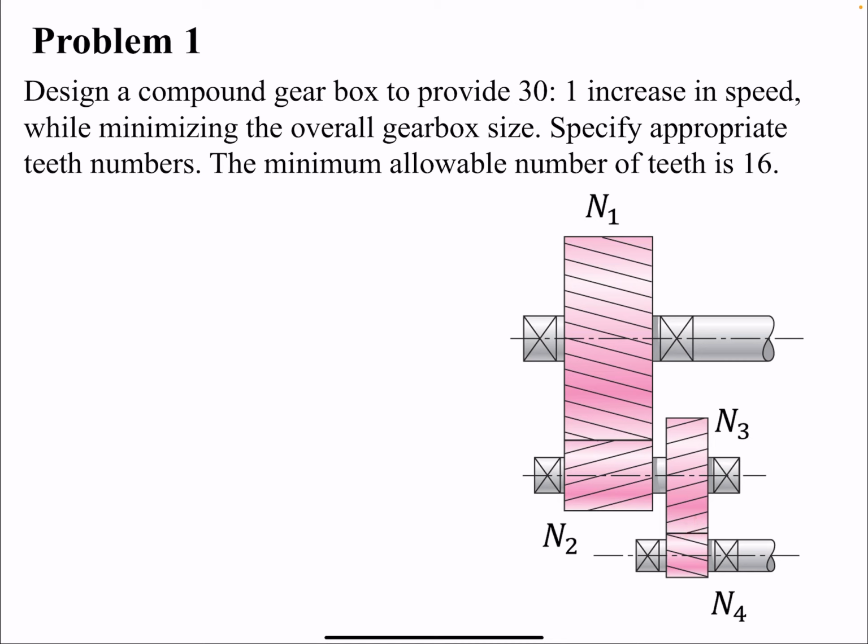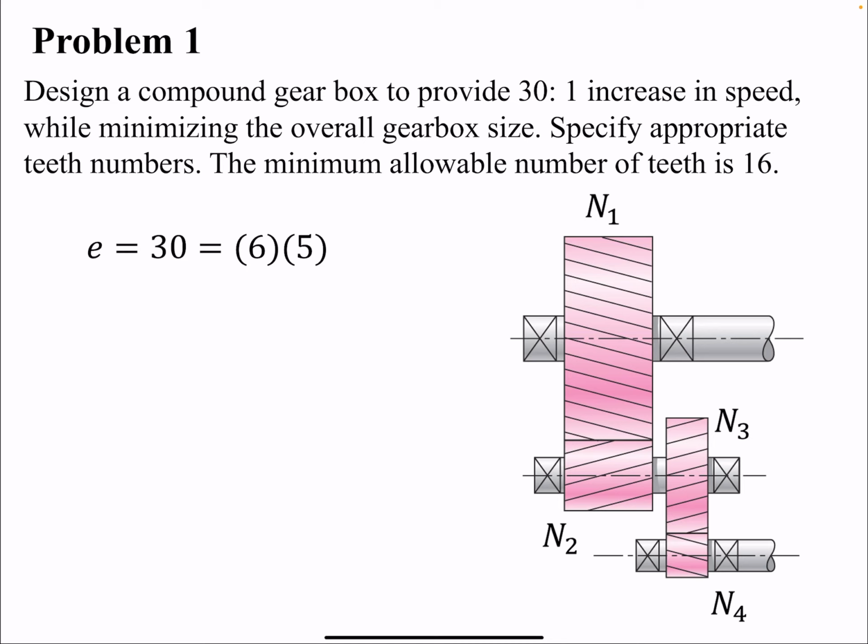Specify the appropriate teeth number. The minimum allowable number of teeth is 16. So for different gears with different sizes, you have a minimal allowable number to avoid interference. But the problem has given us an equation that we can use to find the minimal number of teeth.